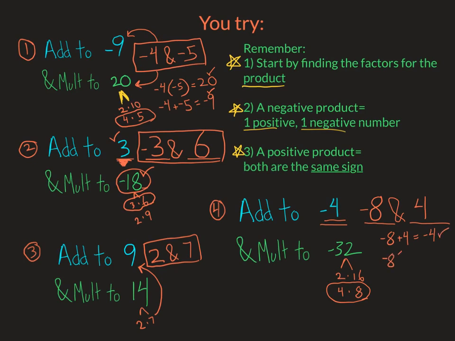When I multiply them, I end up with negative 32. Check, that's what I needed. And that's the game. Once you learn this skill, this next factoring method will be super simple for you.